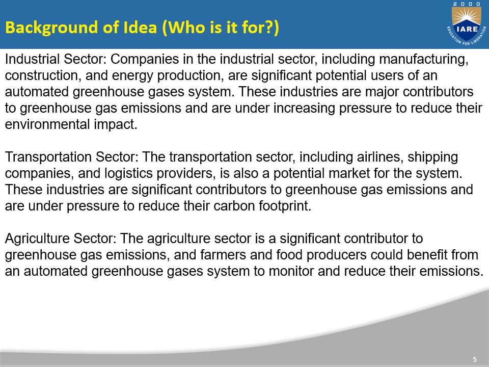Companies in the industrial sector, including manufacturing, construction, and energy production, are significant potential users of an automated greenhouse gases system. These industries are major contributors to greenhouse gas emissions and are under increasing pressure to reduce their environmental impact. Transportation sector. This sector, including airlines, shipping companies, and logistic providers, is a potential market for the system. These industries are significant contributors to greenhouse gas emissions and are under pressure to reduce their carbon footprint.